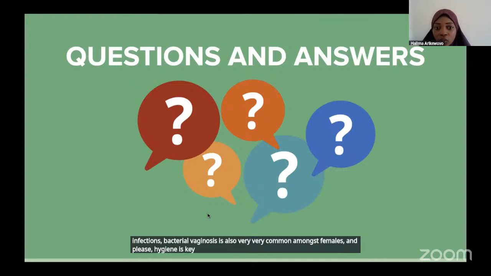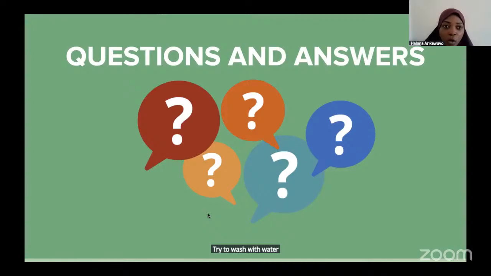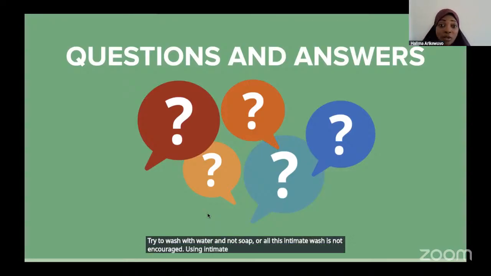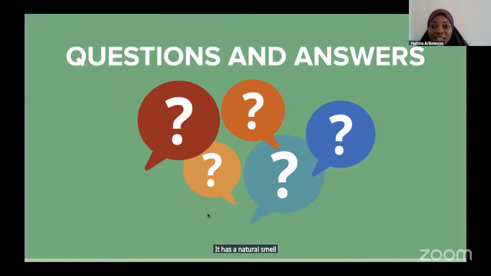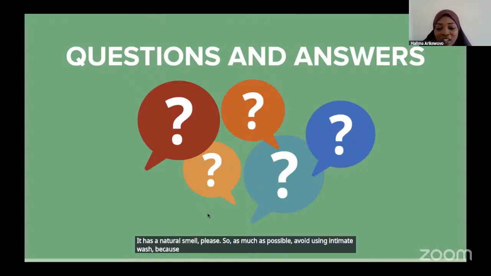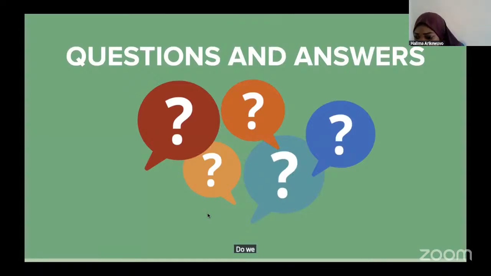Use cotton underwear. Try to wash with water and not soap, or all this intimate wash is not encouraged. Using intimate wash is not encouraged at all. That place is not supposed to smell like pineapple. It's not supposed to smell like strawberry. It has a natural smell, please. So as much as possible, avoid using intimate wash, because it can distort the normal organisms that are actually meant to protect that area. Do we have any other question, please?